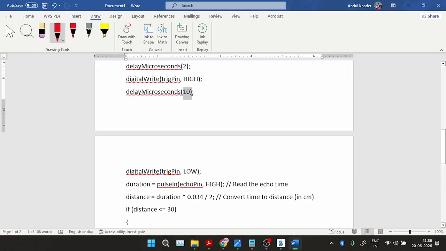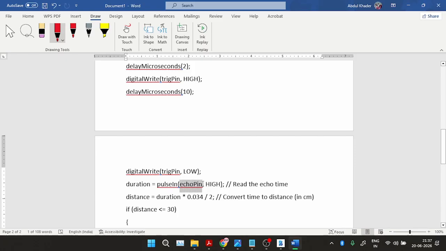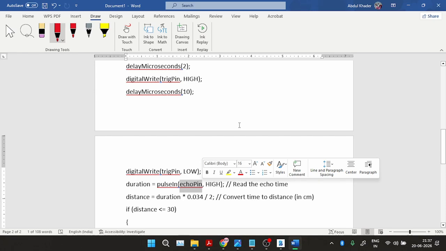Then I'm waiting for 10 microseconds, and then I'm turning off the trigger pin. Immediately after that, I'm using a command called pulseIn, which is going to calculate the complete time duration of the echo pin. It calculates the time for which the echo pin is high. The pulseIn command reads the time duration for which the echo pin is high.